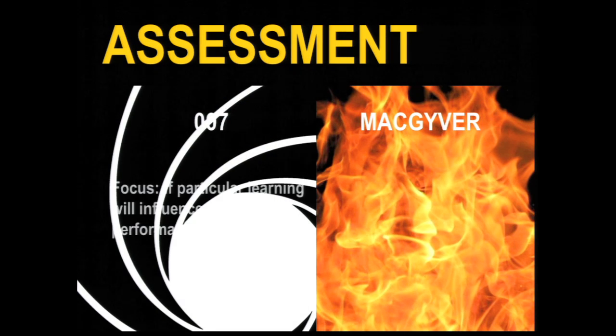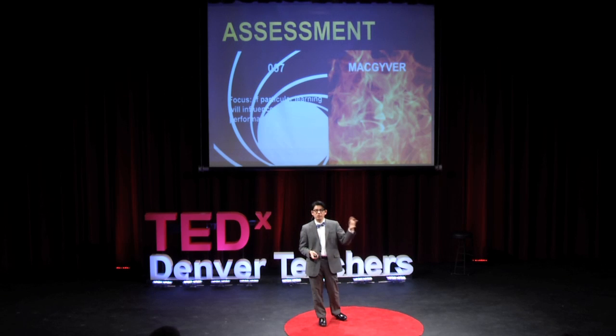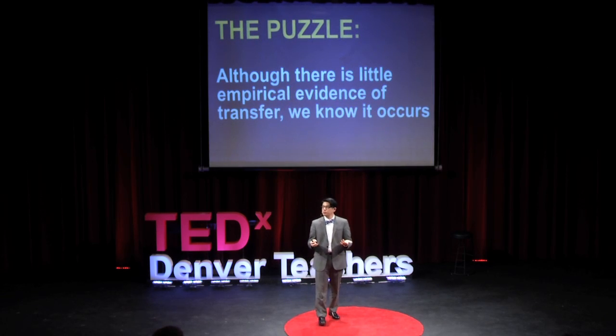Now, in terms of assessment, how do we reconcile these? In the 007 approach, we look for particular learning and how it influences a future performance. With MacGyver, we look at a current performance and go backwards to see what led to it. Now, this helps to explain that mystery.